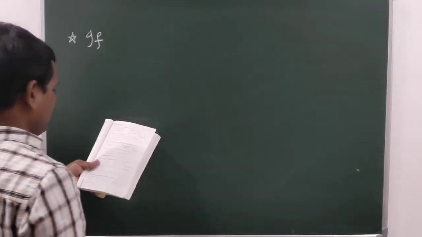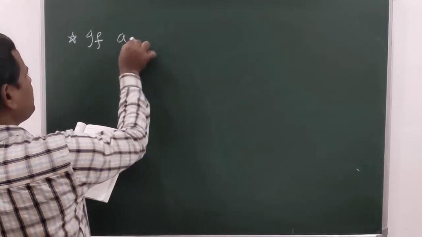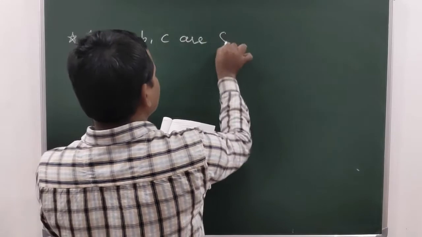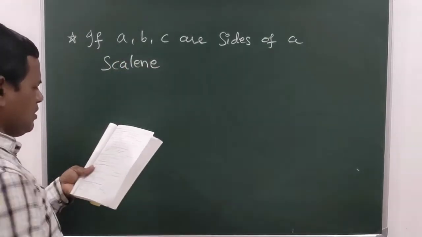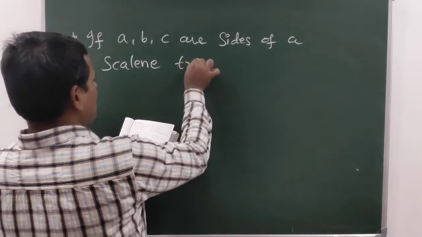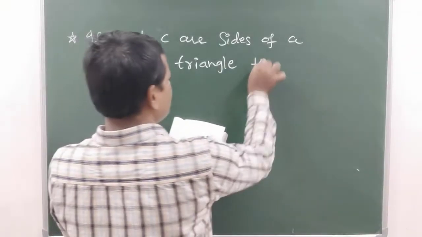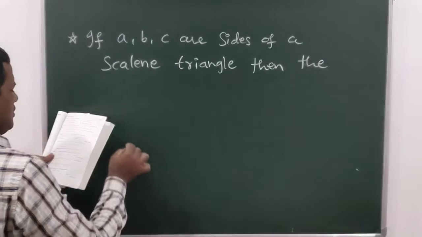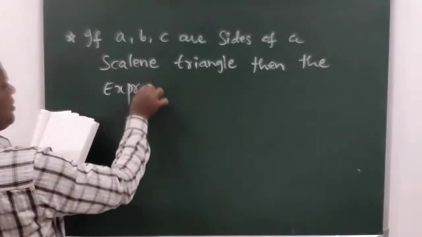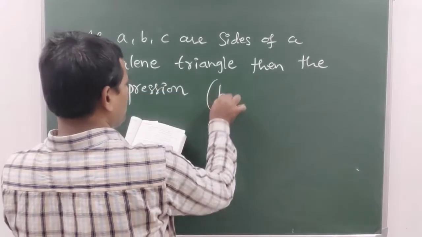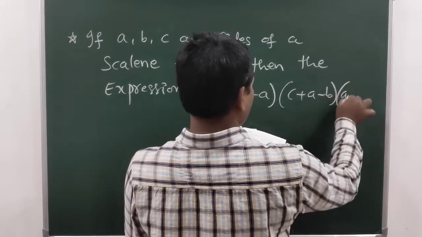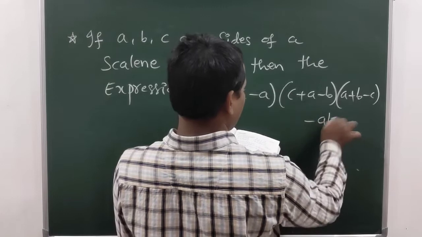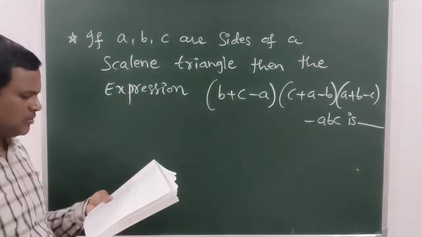Now see this. If a, b, c are the lengths of sides of a scalene triangle, then the expression (B plus C minus A) into (C plus A minus B) into (A plus B minus C) minus ABC is dash. Okay?